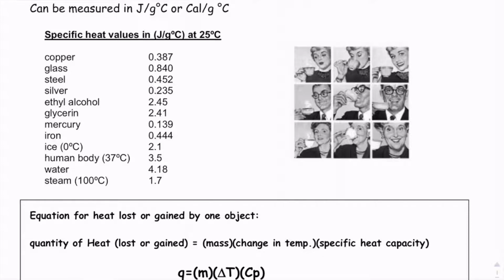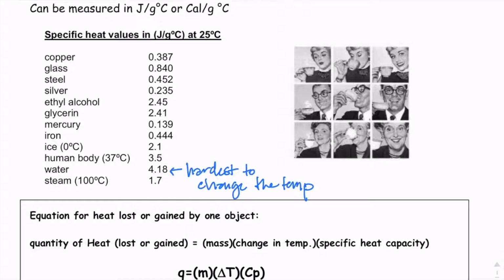You'll notice that the highest number on the chart is water. And this is the highest specific heat, and it's the hardest to change the temperature. It takes the most energy to change water over almost any other substance. And the human body's pretty darn close at 3.5 joules per gram degree Celsius because it's mostly full of water too.